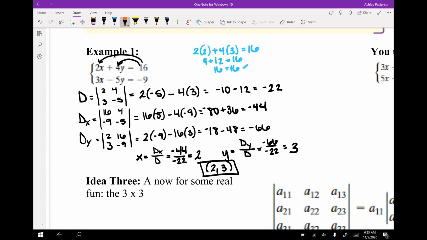If I were to check in the bottom equation, we would get 3 times 2 minus 5 times 3. We end up with 6 minus 15. Does that equal -9? It sure does. So we know that 2, 3 is a solution to this system. You do not have to, pardon me, you do not have to check these, but it's nice to know that you have that option in case you're a little shaky on your arithmetic or how you set everything up.